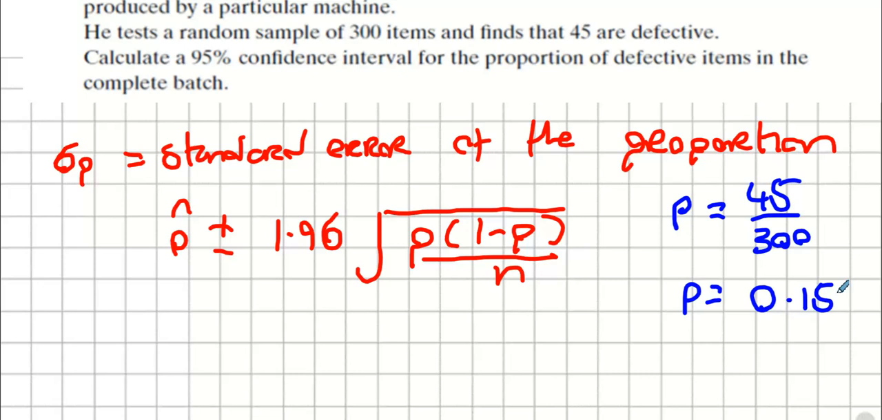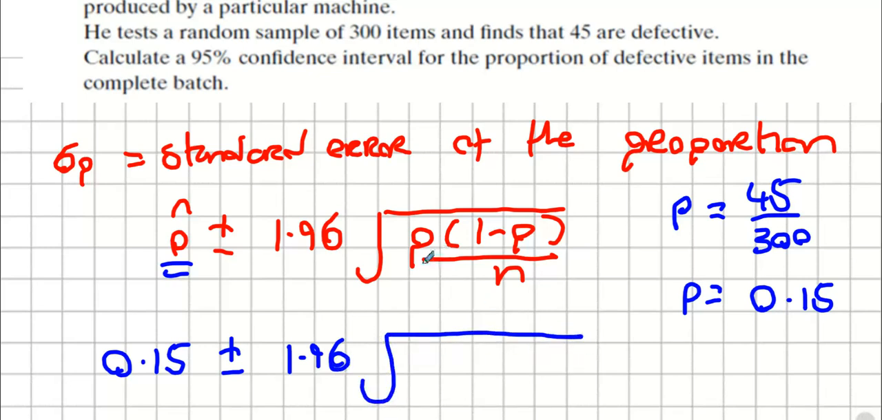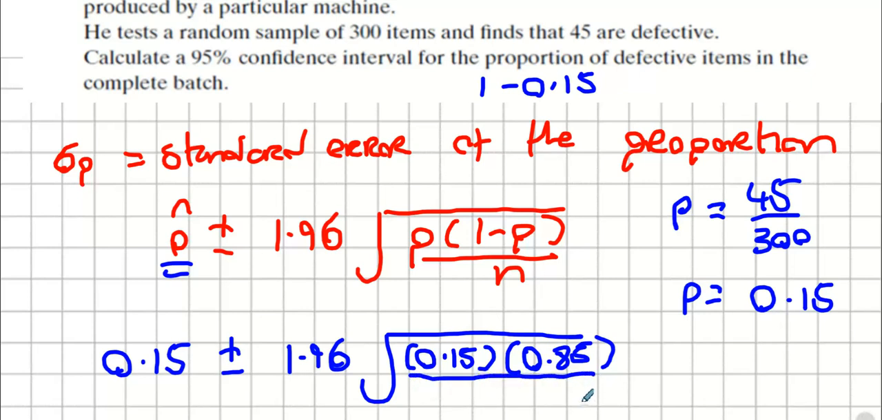Now, lads, what do we replace this with? Anybody? P. Excellent. Now, what do we replace this P with? What do you replace this with? 1 minus P. 1 minus 0.15, which is 0.85, yeah? And then N on the bottom. 300. All right. Here's what I want you to do.